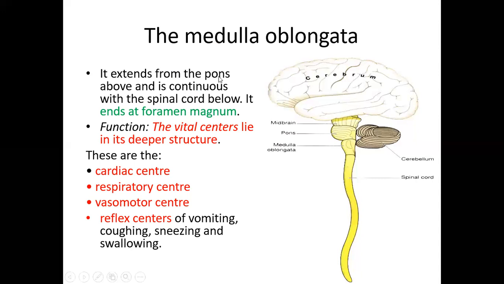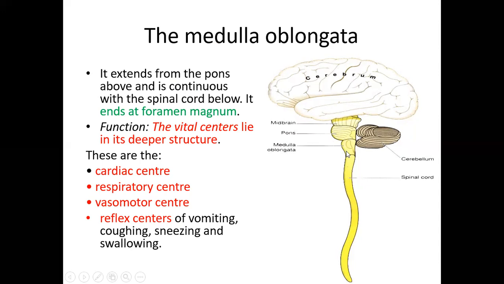Functions of the medulla oblongata, sorry: the vital centers lie in its deeper structure. The medulla oblongata is not only sending fibers above and below, just like the pons, but there are very important centers within it. These are the cardiac center, respiratory center, vasomotor center, as well as the reflex centers for vomiting, coughing, sneezing, and swallowing. So all these centers are present here in the medulla oblongata.